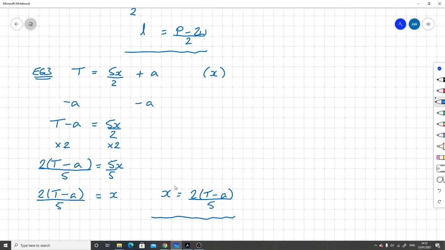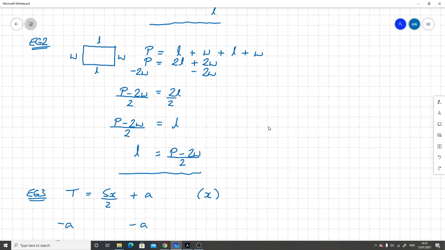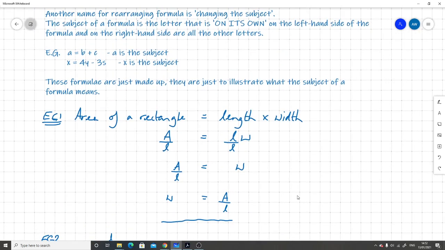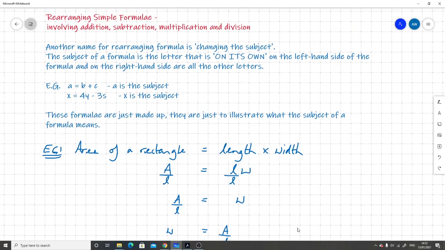Basic ones though. If you look at the 3 examples, this one involved some adding, and some dividing, some multiplying, and so did the other ones. Okay? So the only formulae we were looking at were ones involving addition, subtraction, multiplication, and division.